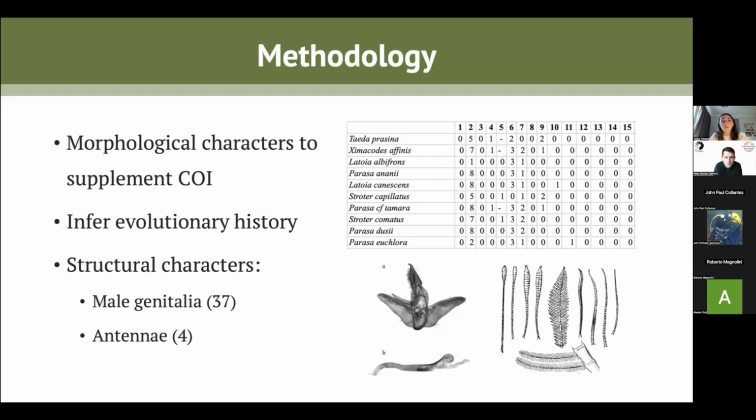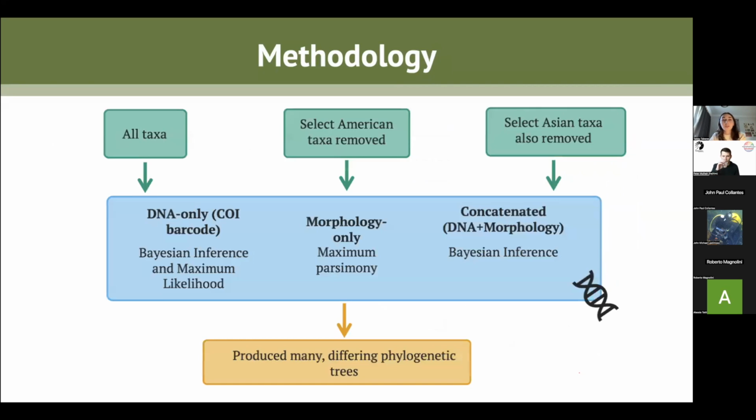To build a morphological character matrix, I focused only on structural characters of the male genitalia and the antenna. I chose not to include characters regarding coloration or wing pattern, as Parasa generally share this phenotype, and this would immediately introduce homoplasy into the dataset. In total, I coded 41 characters for 58 in-group taxa and 1 outgroup. To build the trees, I ran 3 types of analyses.